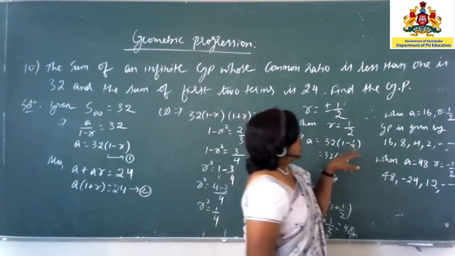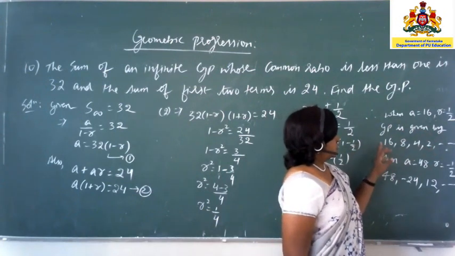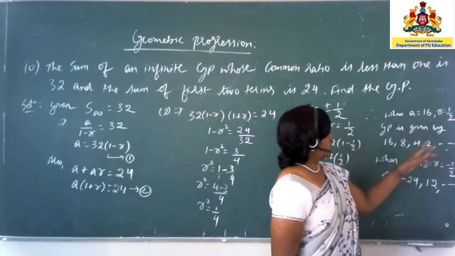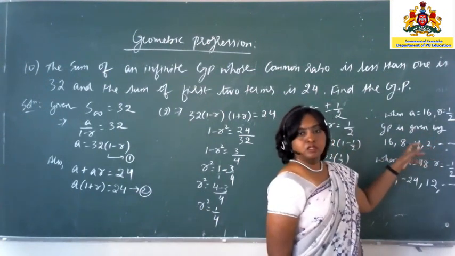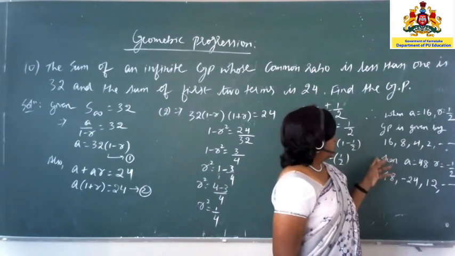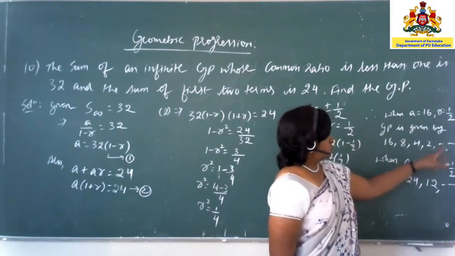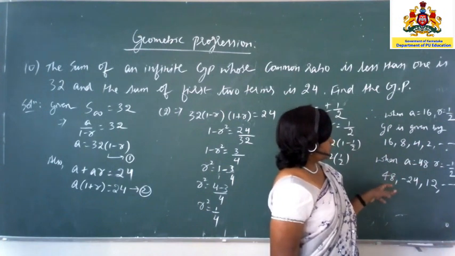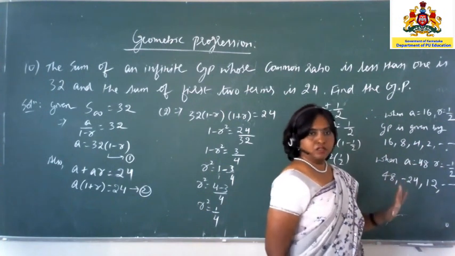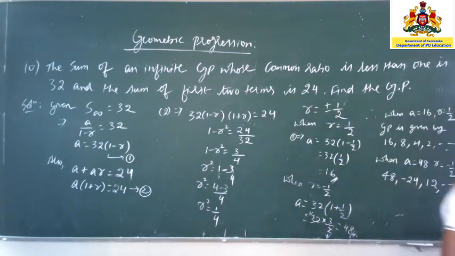Then the GP is given by a, ar, ar square, ar cube. You just substitute the values. So 16, 8, 4, 2 and so on. The other one is 48, minus 24, 12 and so on. Yes, make a note. These are all 5 marks questions.